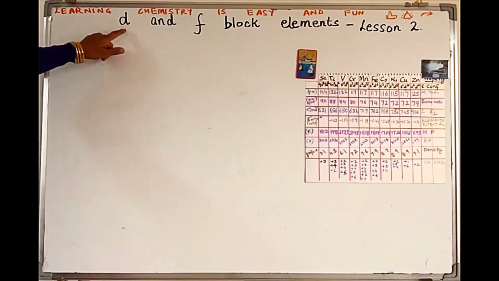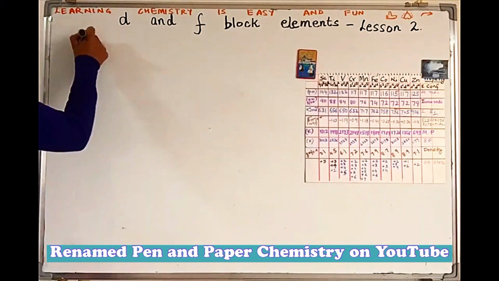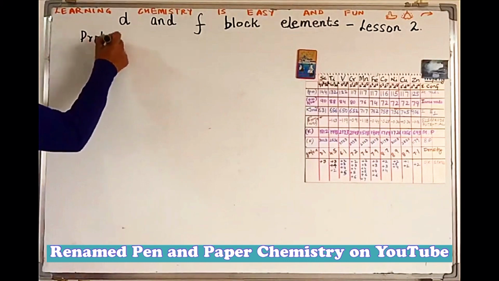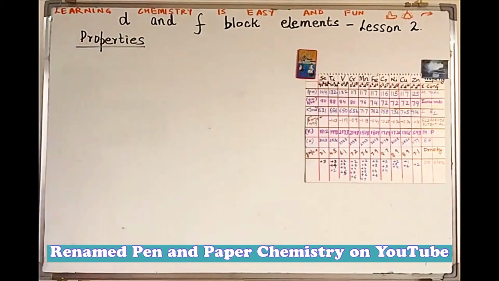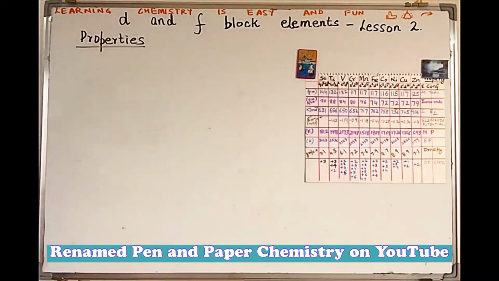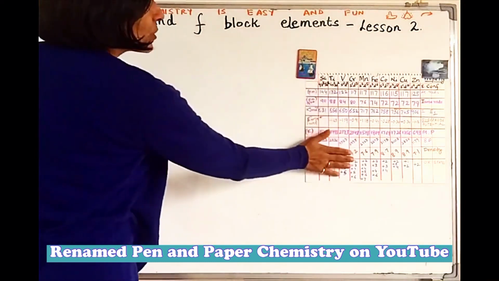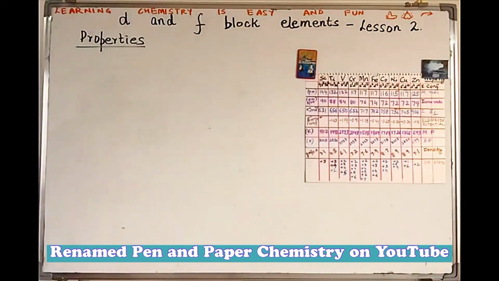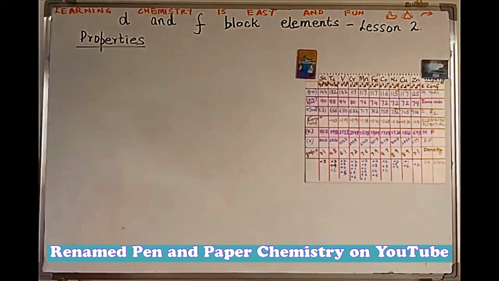Continuing with our topic D and F block elements. Now in this particular topic we shall be talking about the properties of elements of D and F block, but more specifically the D block, and we shall be talking about the periodic properties. In order to aid me in teaching, I have a chart wherein I have listed the metals of the 3D transition series.